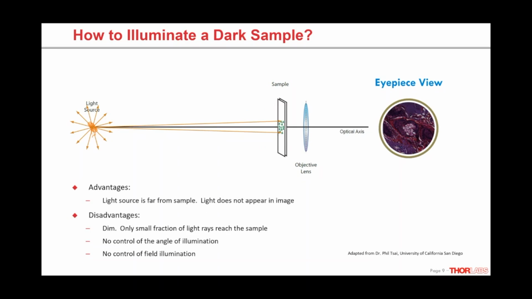These problems can be remedied partially by moving the light source away from the sample. So with the light source far from the optical imaging plane of the objective, the light will no longer appear in the image. And so now that is the advantage to this type of setup. However, this comes at a cost. With the light source being far away from the sample, now only a small fraction of the light rays from the light source make it through the sample and are collected by the objective lens. Furthermore, we still don't have any sort of control over this type of setup.